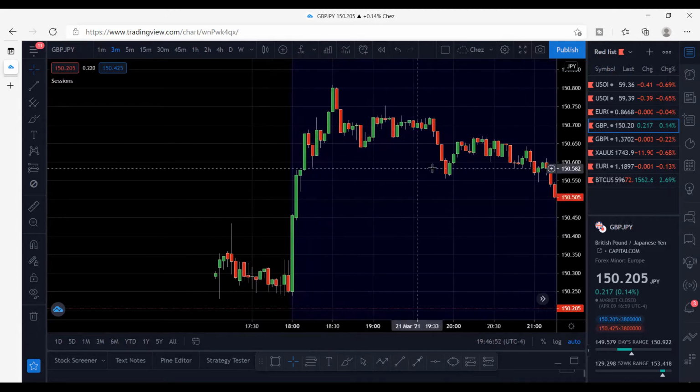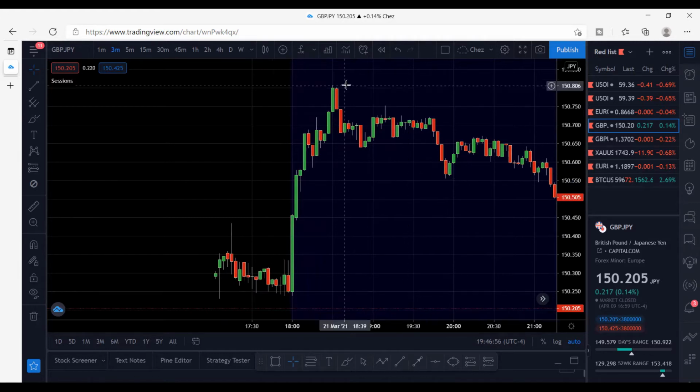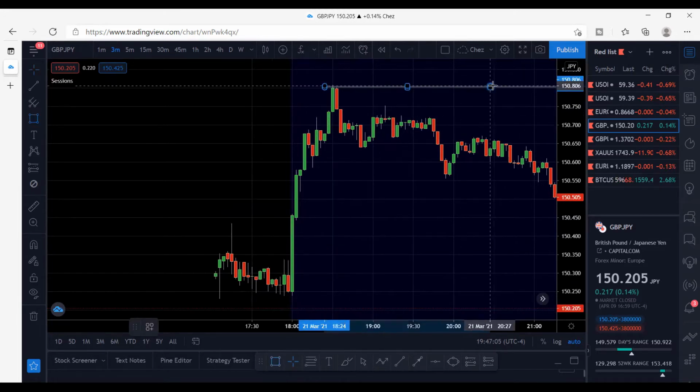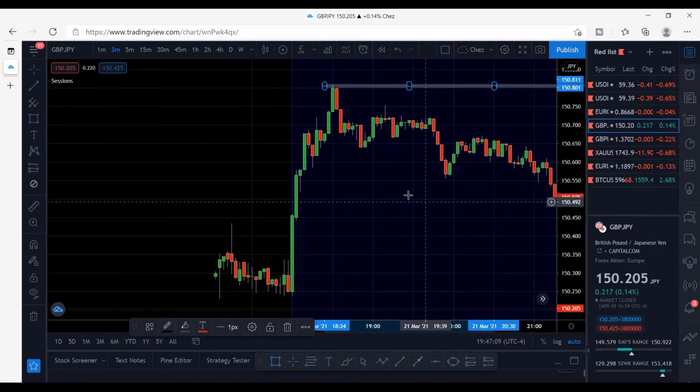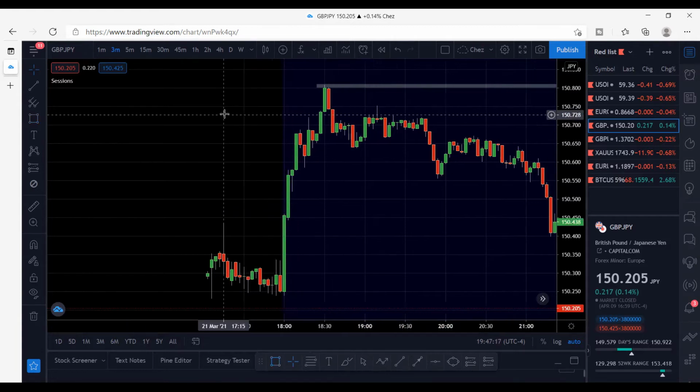Okay, so we have this low right here, which is a breaker structure, but we have this high right here. Okay, so I'm just gonna draw this zone right here, and I'm gonna draw maybe this zone right here, I think. But let's just wait and see what happens.